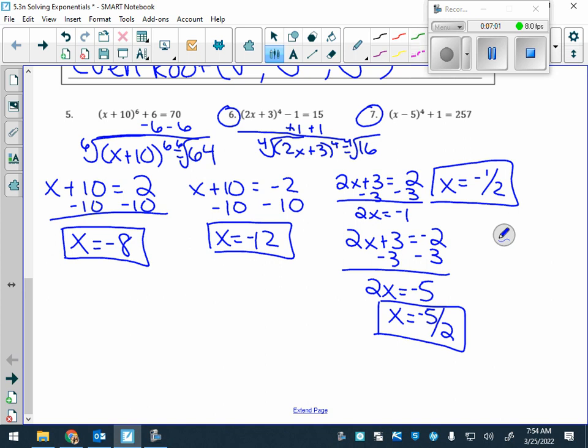Think of PEMDAS backwards. You have to subtract first. Okay. Now number 7, what are our two solutions? Zach? 9 and 1. Excellent. Okay. So we subtract 1 first. So we have x minus 5 to the 4th equals 256.